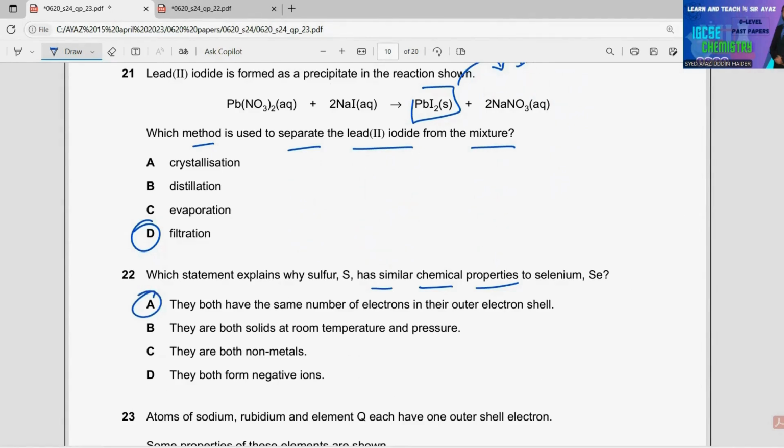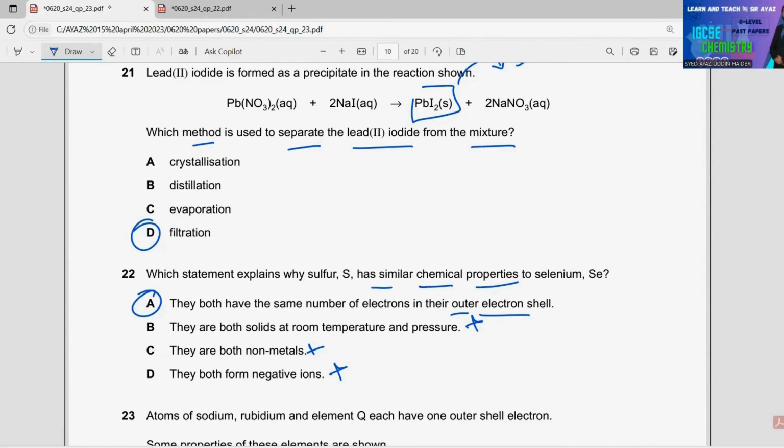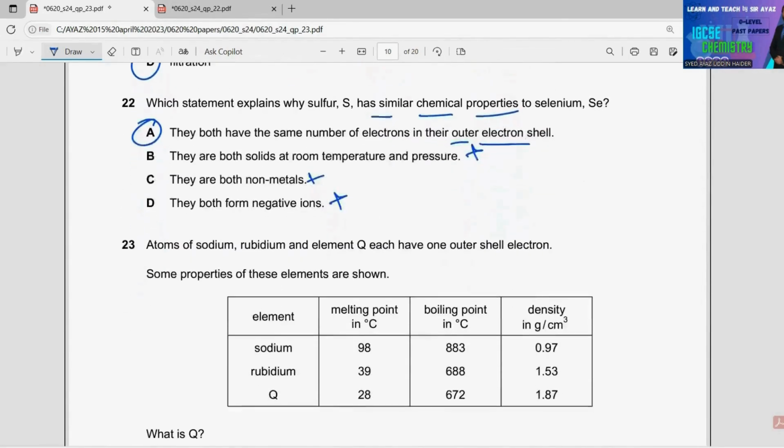For convenience, I am reading the other statements also. B, they are both solids at room temperature and pressure. This is wrong. It has nothing to do with the chemical properties. C, they are both non-metals. It does not suggest or imply that they have the same chemical properties. D, they both form negative ions. This is also incorrect. So only statement A is correct, as they have the same number of electrons in their outer shell. That's why they have similar chemical properties.